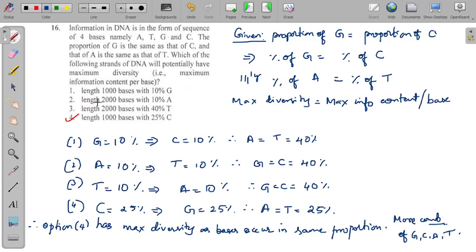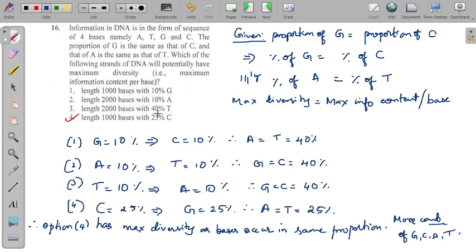Here it doesn't depend on the value of length, so we have to check the possibilities for the percentage. So first option, length 1000 bases with, because maximum diversity depends on the information content per base, it is not depending on the length. Bases with 10% of G. 10% means C must be equal to 10%. Therefore the remaining should be 40%, because 40 plus 40 is 80, plus 10 is 90, plus 10 is 100, total together it becomes 100%. So the remaining 2 should be 40%. If A is 10%, T should be 10%, the remaining 2 should be 40%.